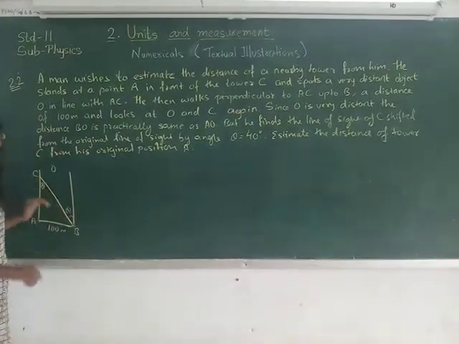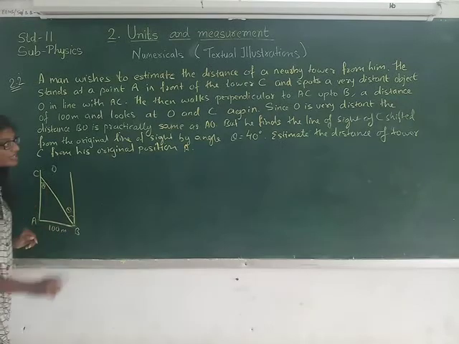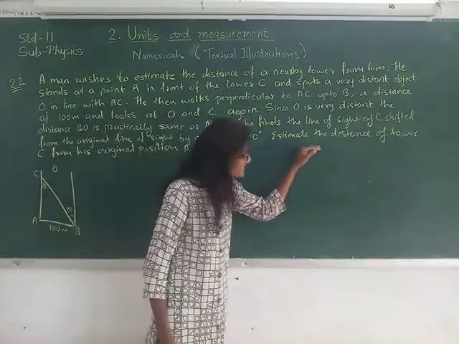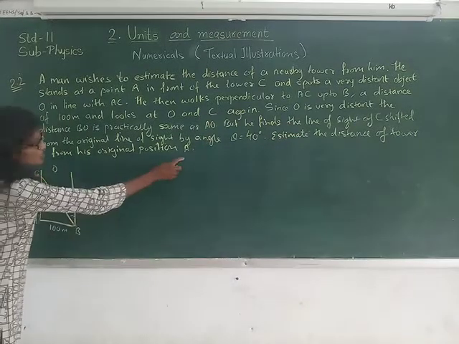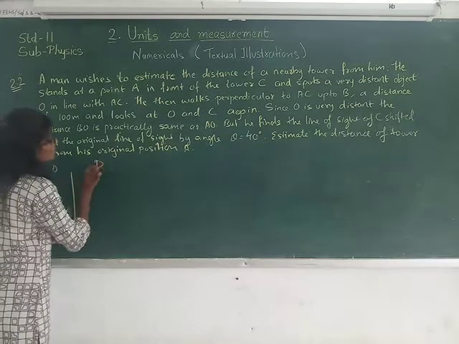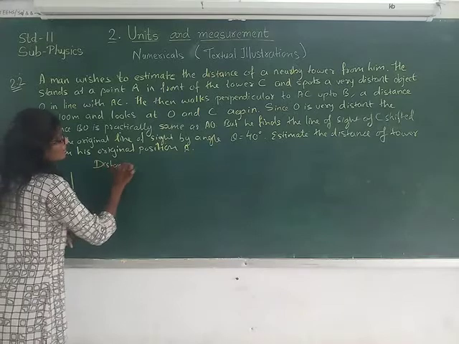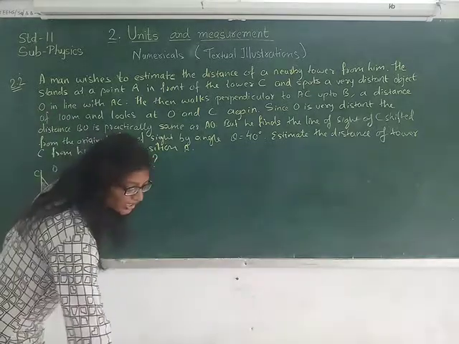See, this tower is not so far, right? So this line and this line cannot be considered same. So when he moves from this point to this point, it is shifted by some angle. That angle is given as 40 degrees. Estimate the distance of the tower C from his original position A. That means you need to calculate this distance AC.